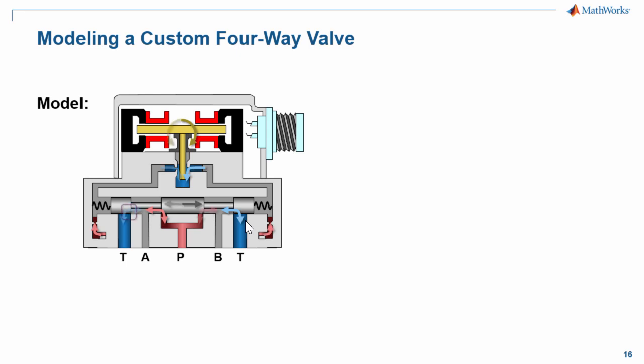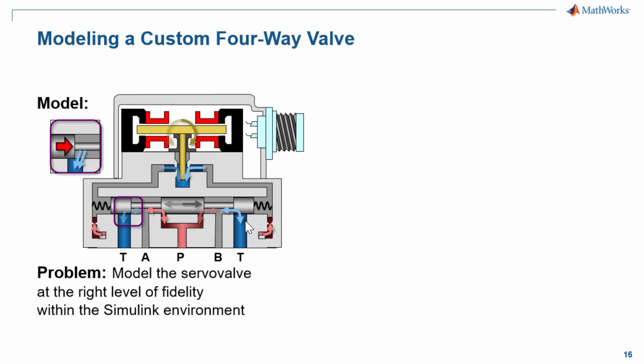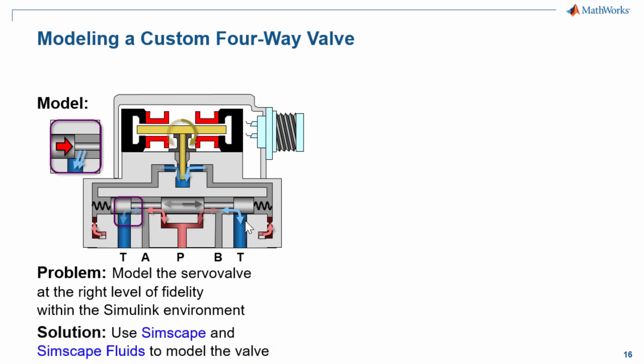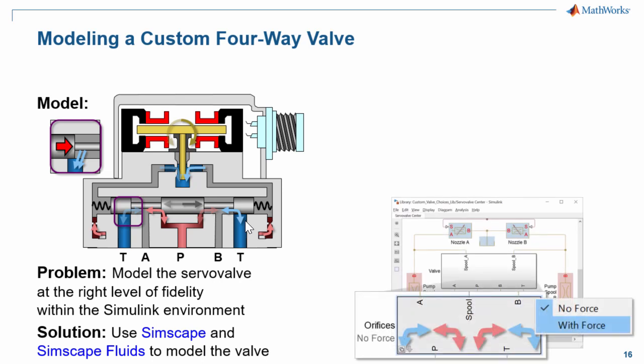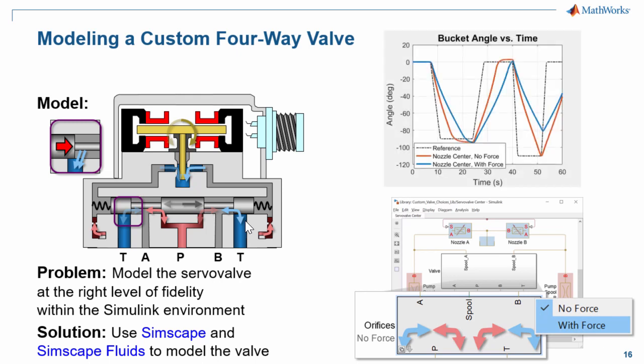We would also like to include the effect of hydraulic forces in our valve model. As the hydraulic fluid moves past the orifice, it creates a hydraulic force that will act to close this opening. We would like to create a model that incorporates all of these effects within the Simulink environment. We will use Simscape Fluids to do it. The structure of our valve will look like this, and we will see that we can enable and disable forces within the valve. Using simulation, we will be able to see the effects those forces have on valve and system performance. I'll now switch over to the model so you can see how this is done.